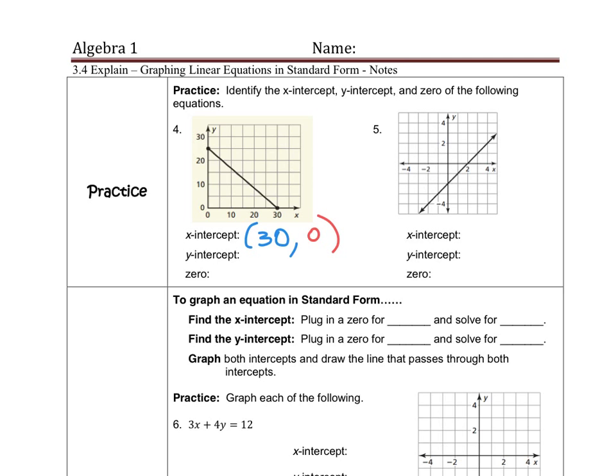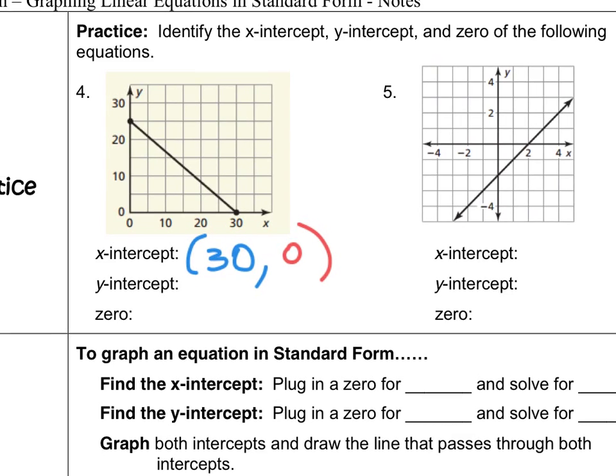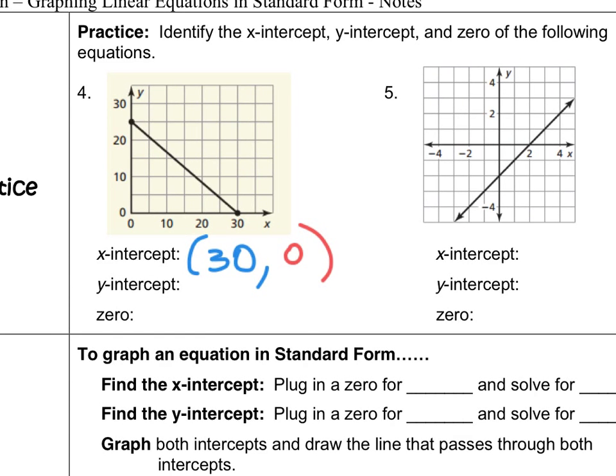Okay, now let's find our y-intercept. Make this a little bigger. Okay, our y-intercept. We're going to go on our y-axis and see where our line either touches or crosses the y-axis. And in this case, it touches it at 25. So our y-intercept is going to be the y value is 25, and this time our x value is 0.